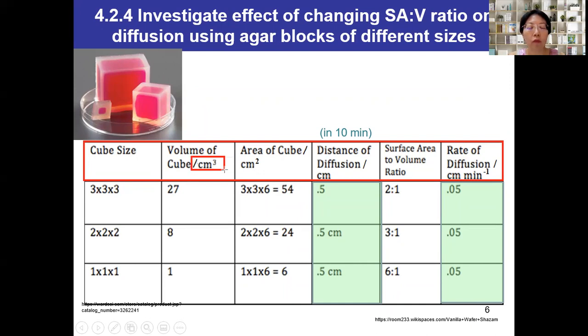Stroke means followed by the unit. So the unit is cm cube. Area of cube, stroke, followed by cm square. Distance of diffusion, stroke, followed by distance is in cm. So this is the format to write the heading.